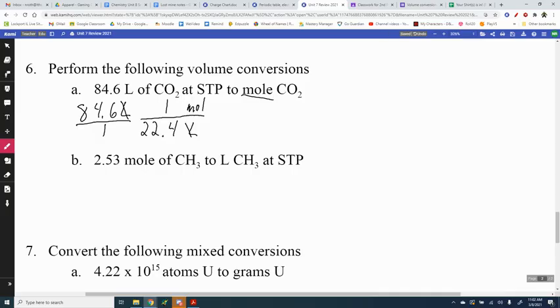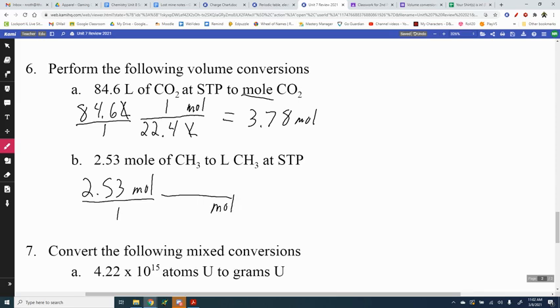We're left with moles, which is where we want to be. So now we just do our math. 84.6 divided by 22.4. That equals 3.78 moles. Okay. Next one, 2.53 moles. And we're converting that to liters. So we do our conversion factor.